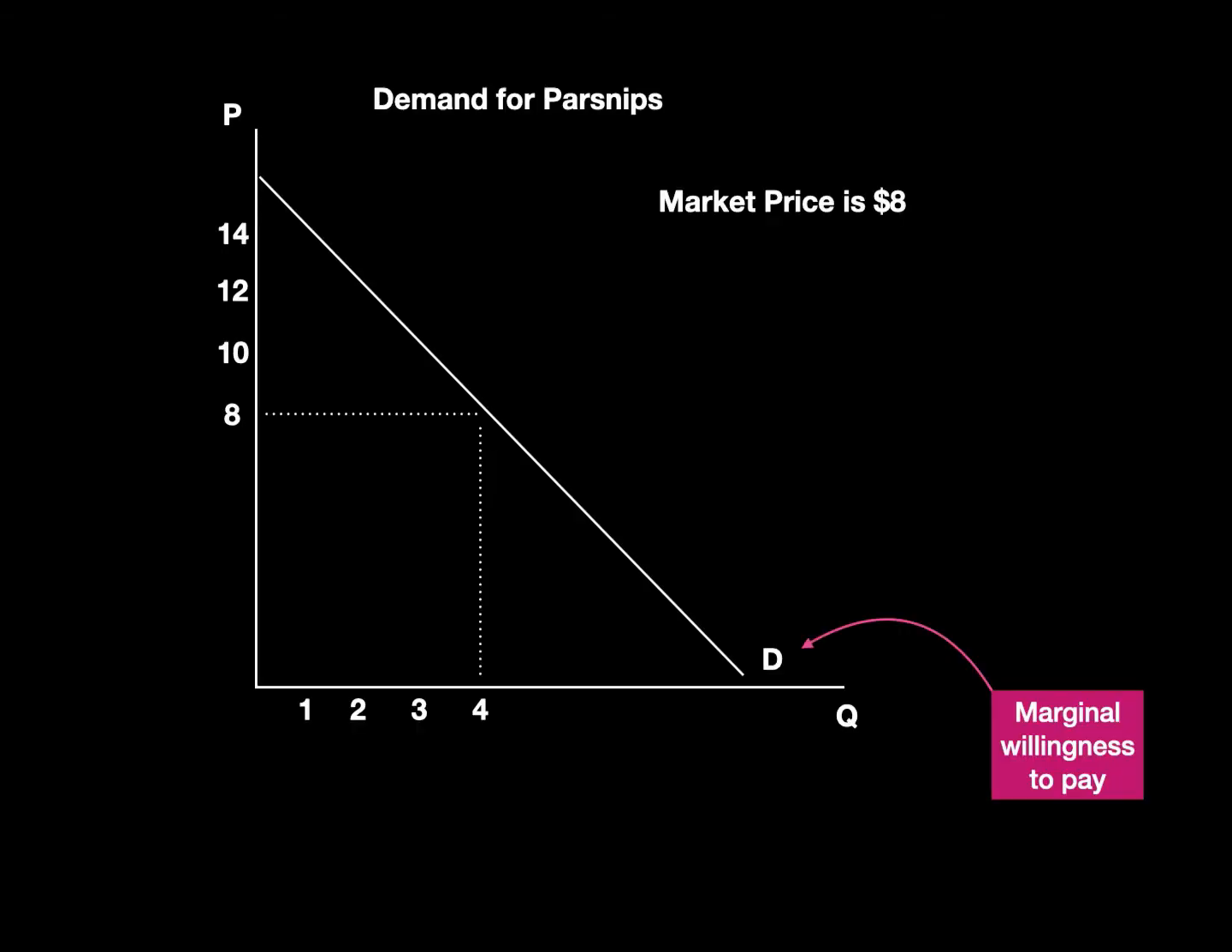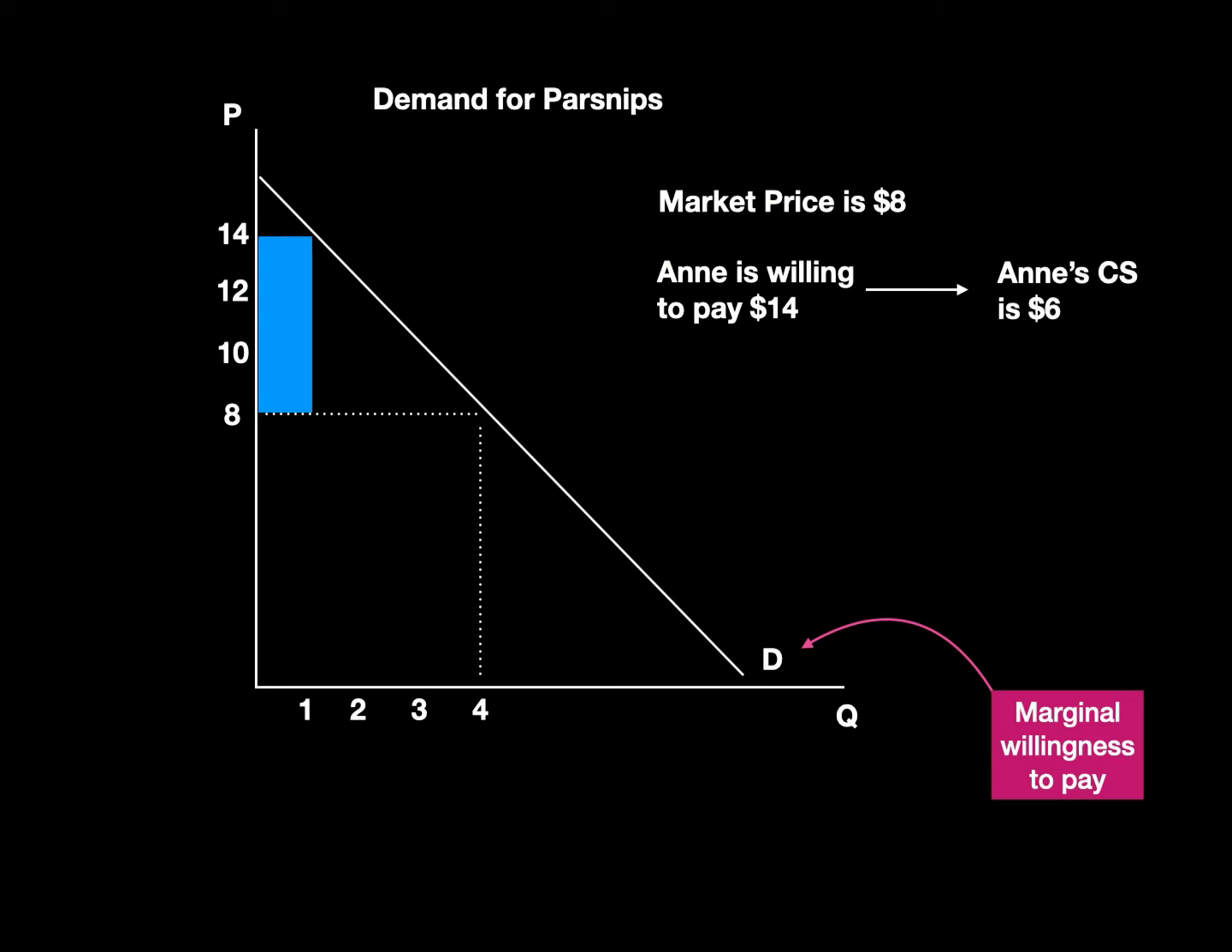To illustrate the idea of consumer surplus, consider this hypothetical market demand curve for parsnips. The demand curve shows consumers' marginal willingness to pay. Recall that marginal means additional. Anne is a consumer that is willing to pay $14 for a bushel of parsnips. If she only has to pay the market price of $8, then her consumer surplus is $6.